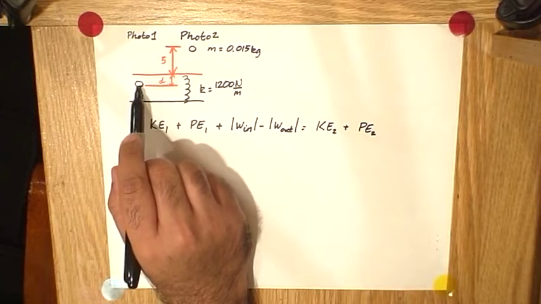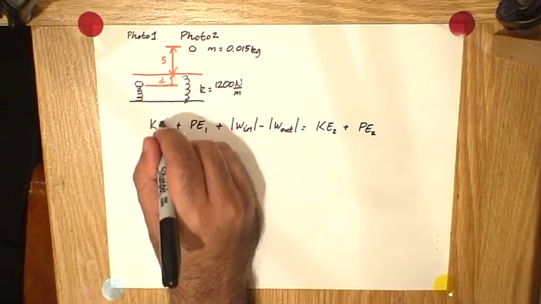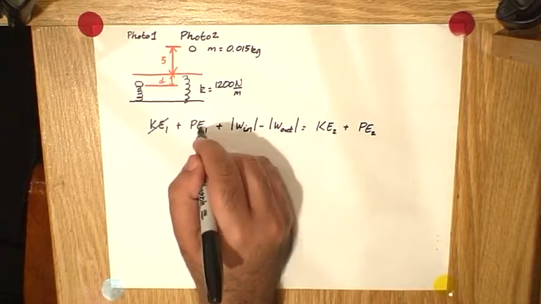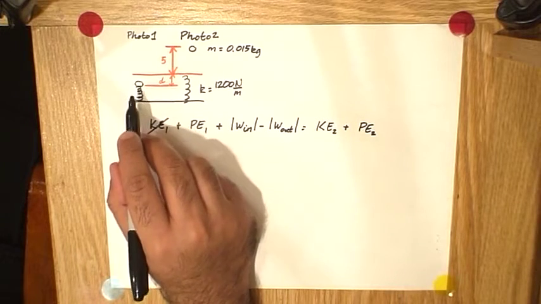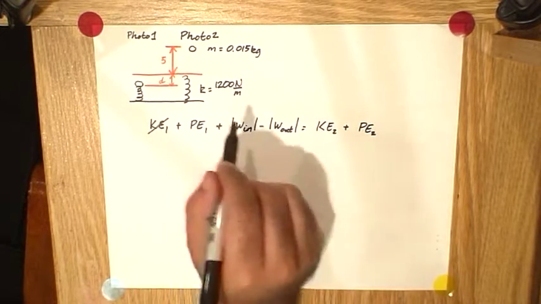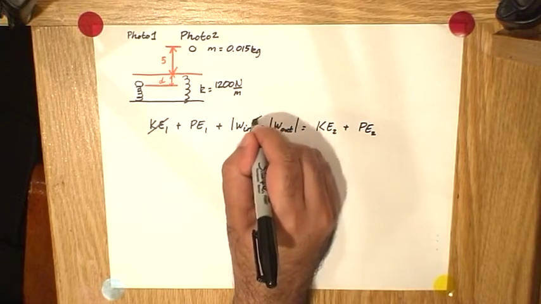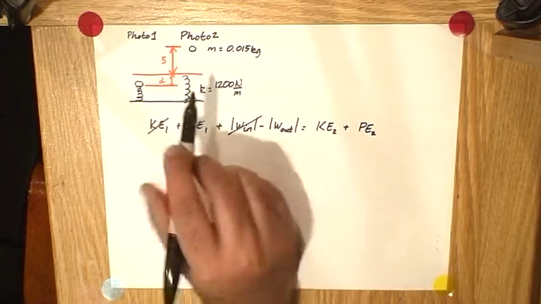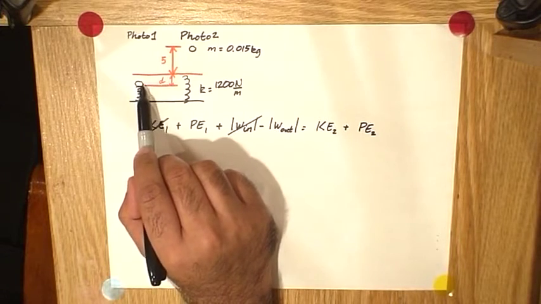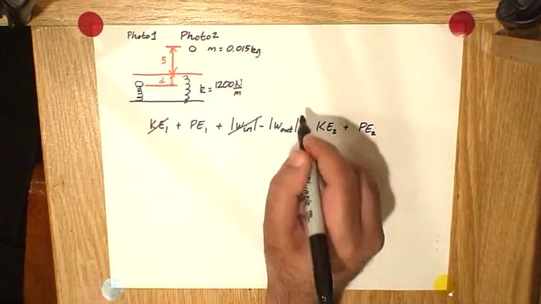In photo 1, our object is not moving. There's no kinetic energy. But it is on top of a coiled spring, so there is potential energy due to the spring. Work in. This object is not on a jetpack, so there's no work in. Work out. This object is not experiencing any friction, so there's no work out.